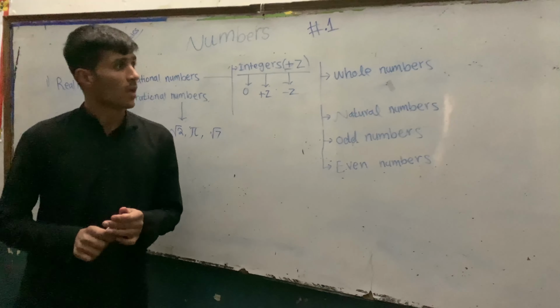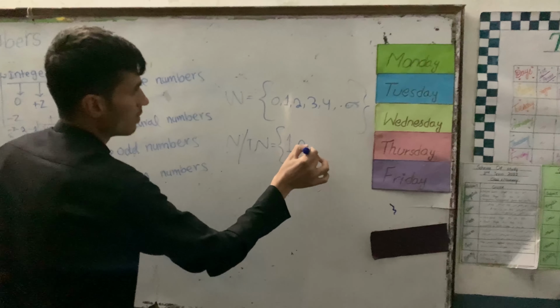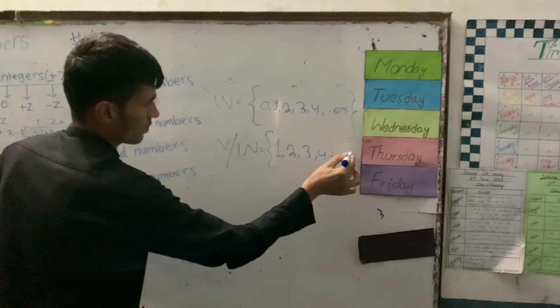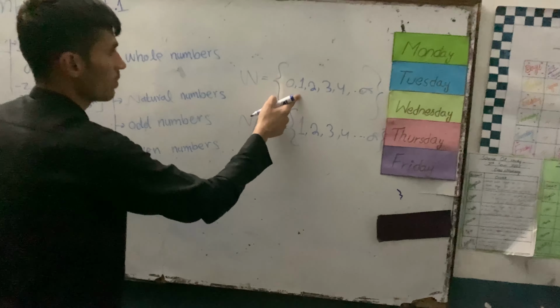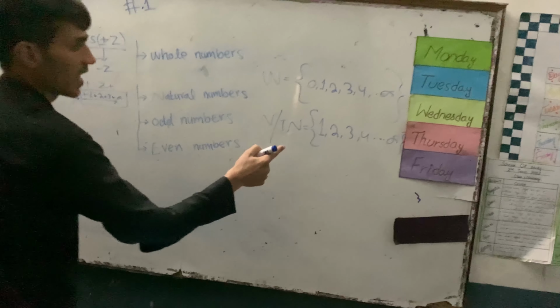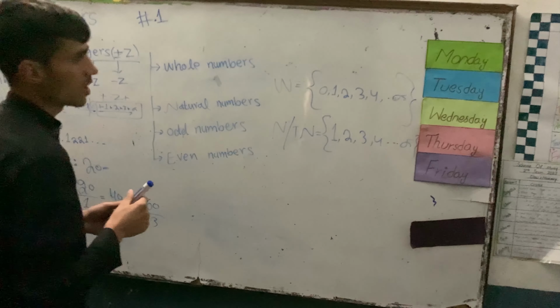The next we have natural numbers. Pretend this natural number set is denoted by N. Look here. I'm just going to write this set here, but except 0. You could just remove 0 from the whole numbers, and it will be converted into natural numbers. Natural numbers are the numbers which start from 1 and continue infinitely. I hope you got it.